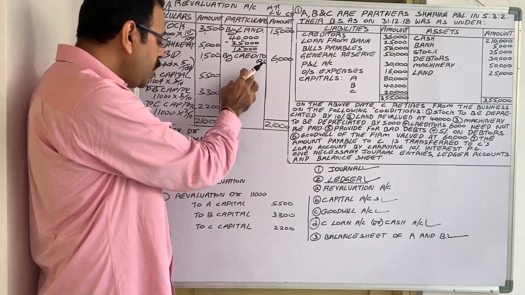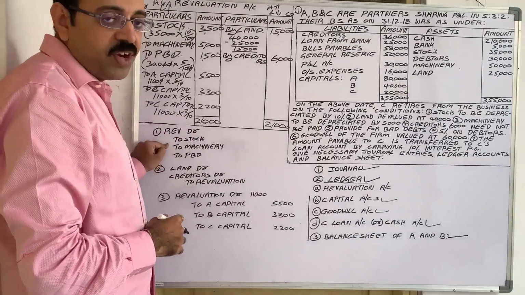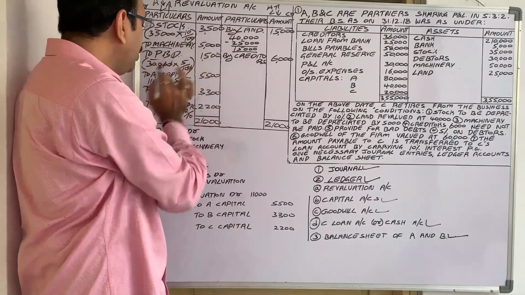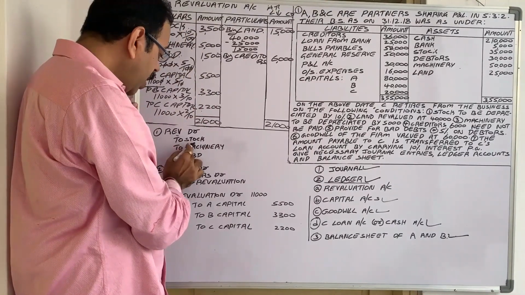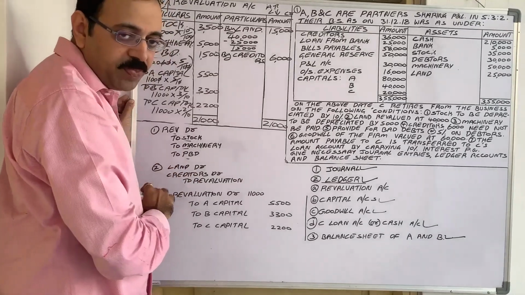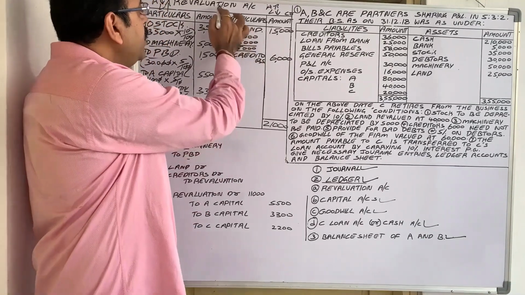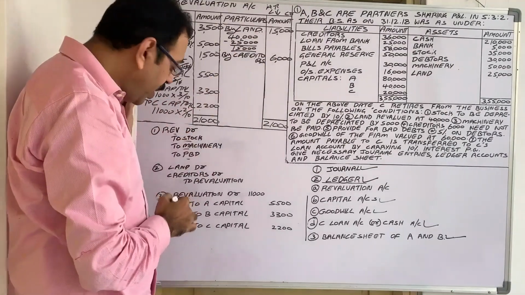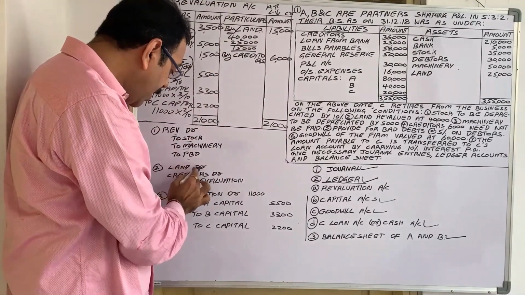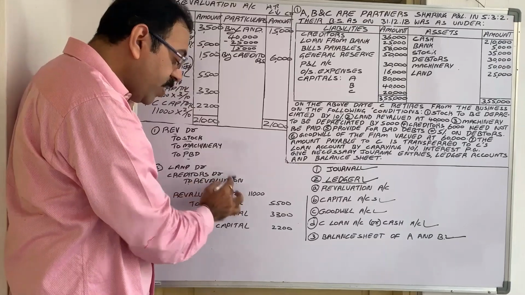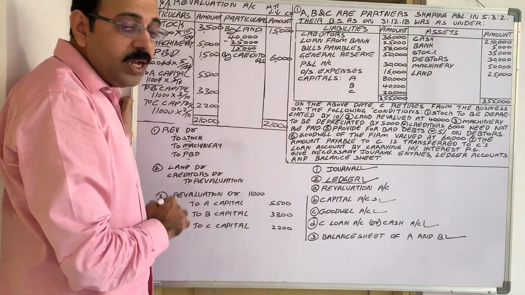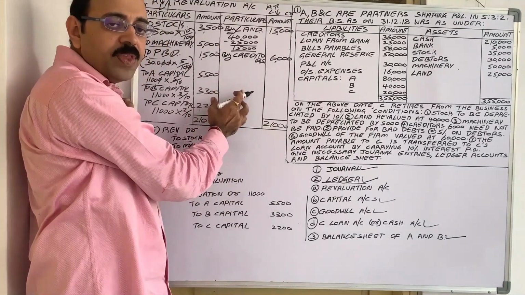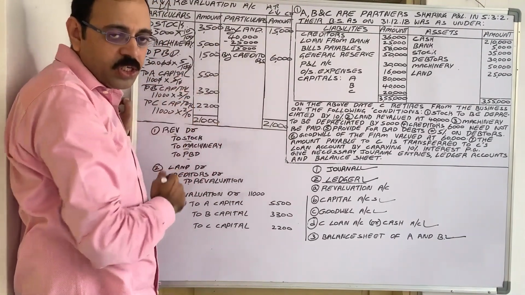Now related to the revaluation account, this is the first entry. In the revaluation account debit side we wrote stock, machinery, provision for doubtful debts. Revaluation account debit to stock, machinery, provision for doubtful debts is the entry for that. And in the revaluation account credit side we wrote land and creditors. For that this is the entry: land debit, creditors debit, to revaluation account. Then the third entry is for the transfer of revaluation profit to all partners in the old ratio.